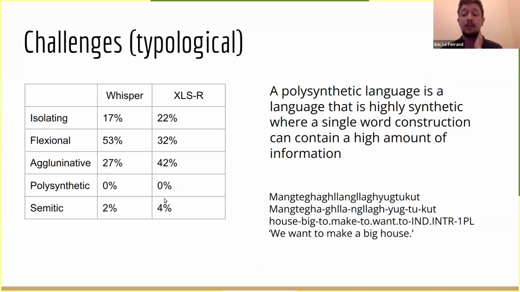What does polysynthetic language mean? A polysynthetic language is a language that is highly synthetic, where a single word construction can contain a huge amount of information. Take this example in Yupik, a language spoken in the Bering Strait between Alaska and Russia. This is a very long word that can be separated into different morphemes, and you can see that it can be translated as a full sentence in English.